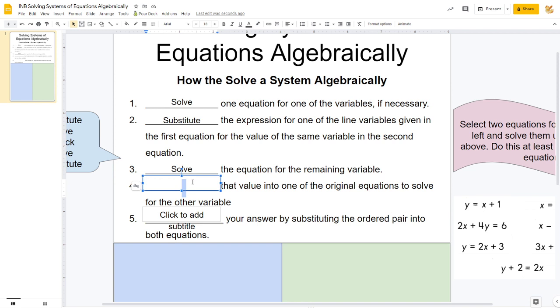Then we are going to substitute again, but with the variable that we set it equal to. Again, once I show you what I mean, it makes a lot more sense. Then, just to make sure, you check by plugging it into one of the equations, preferably the easier one.